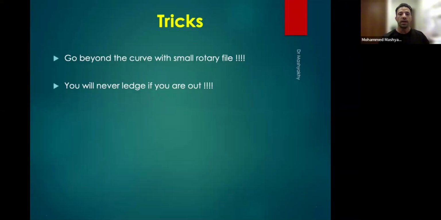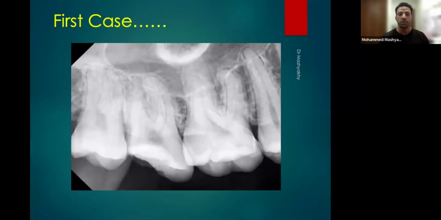So I will give you some tricks. Go beyond the curve with a small rotary file, as I said, and as I show you in the video. If you go a little bit outside, you will never do a ledge because you are already outside, and you will never ledge if you are out, okay? It's very clear. Hopefully you understand this part. Otherwise, in the question and answer later, I can explain more.